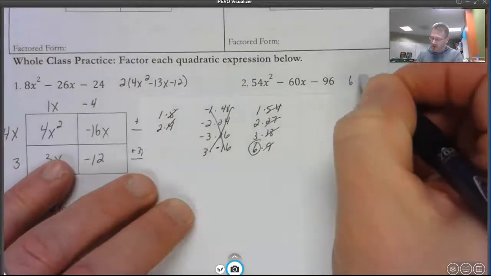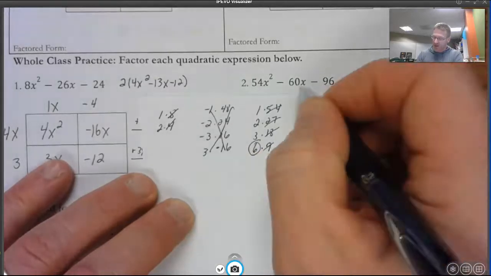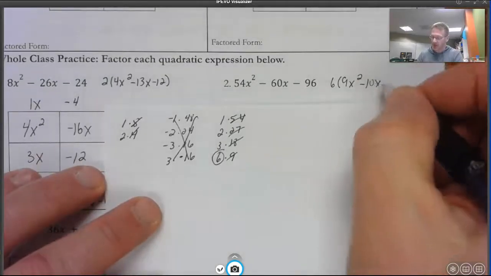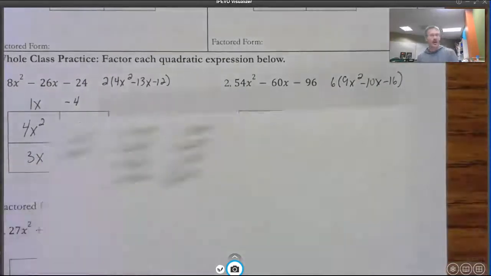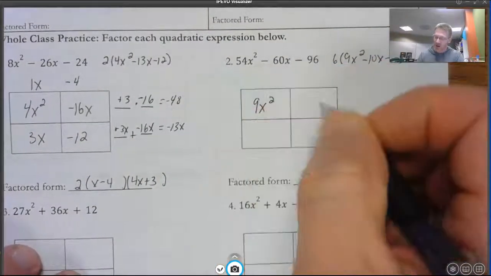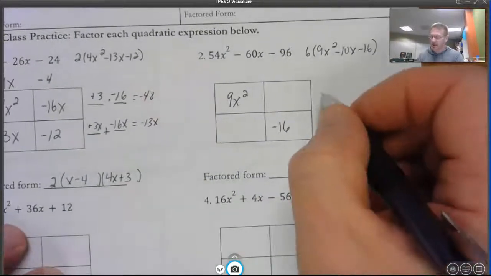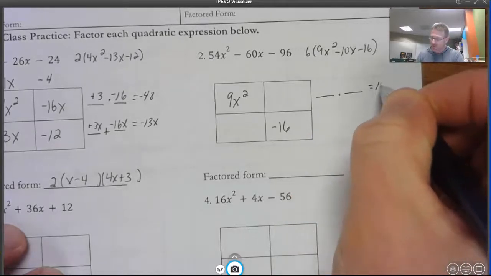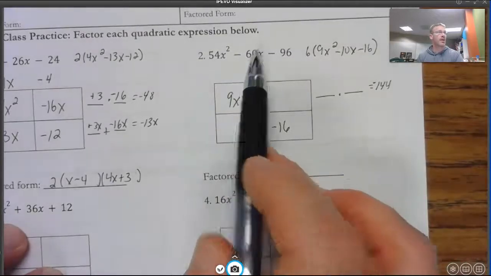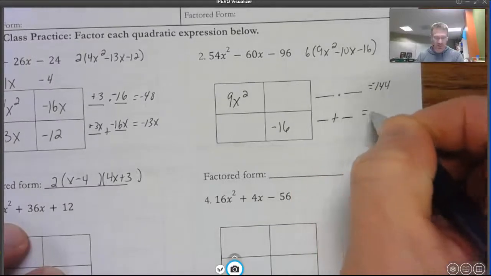All right, so 6, if I factor out a 6 out of 54, that's going to be 9x squared. Negative 10 divided by 6 is negative 10x, and then negative 96 divided by 6 is going to give us negative 16. All right, so there we go. So now our new a term is 9x squared. Our new c term is negative 16. All right, so when I do 9 times negative 16 now, I get negative 144. And then I have to find two things that multiply to be negative 144. Once again, go to that new b term here, but that add to be negative 10x.